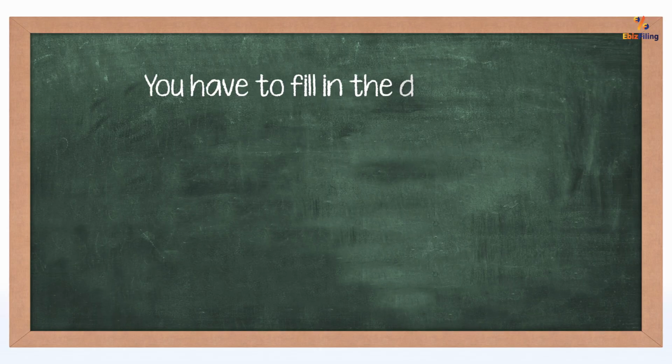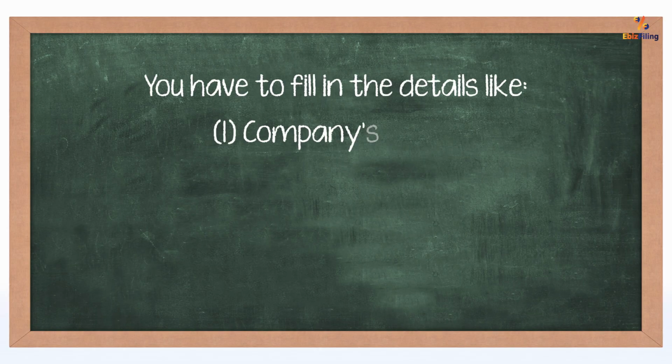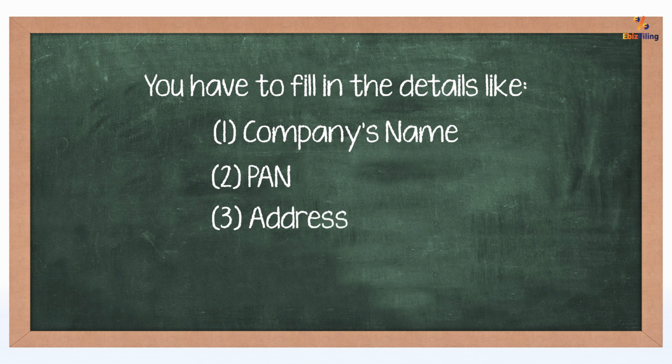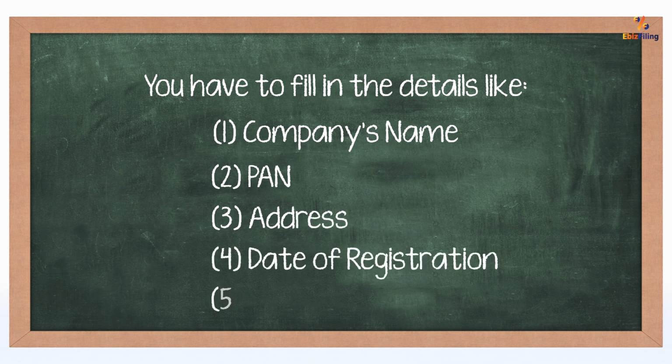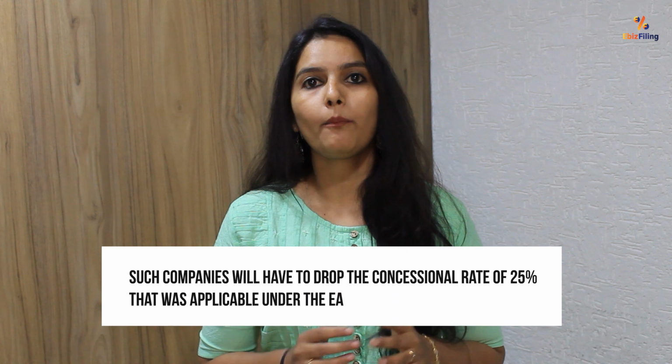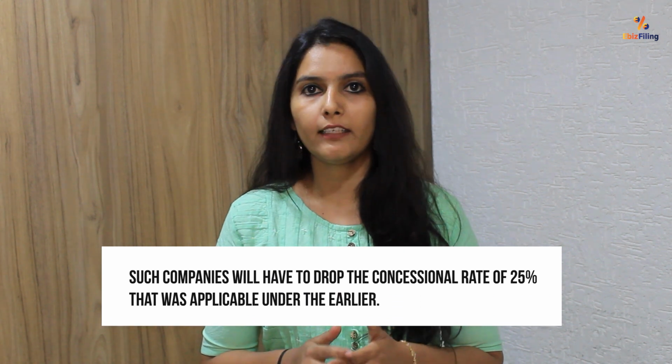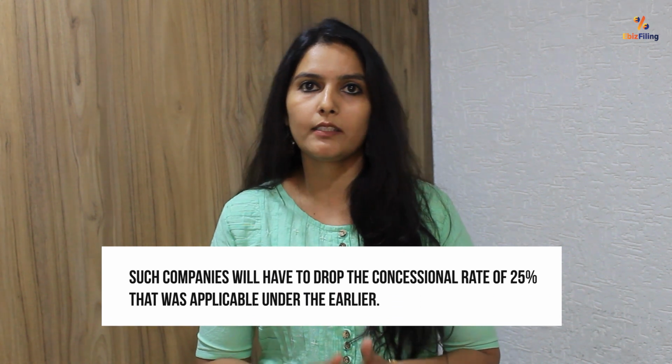You have to fill in the details like company's name, PAN, company's registered office address, date of registration, and the business activity of the company. Also, if you have adopted this scheme, you have to acknowledge the same. And the company which has opted for this scheme has to drop the earlier taxation rate, which is 25% in the earlier regime.